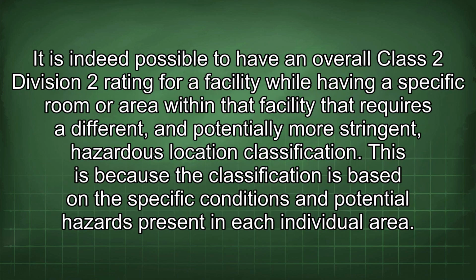It is indeed possible to have an overall Class 2 Division 2 rating for a facility while having a specific room or area within that facility that requires a different and potentially more stringent hazardous location classification. This is because the classification is based on the specific conditions and potential hazards present in each individual area.